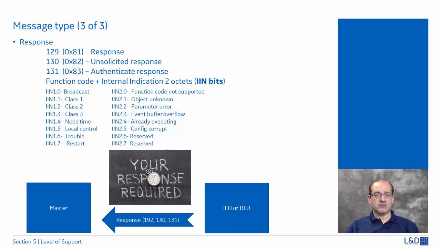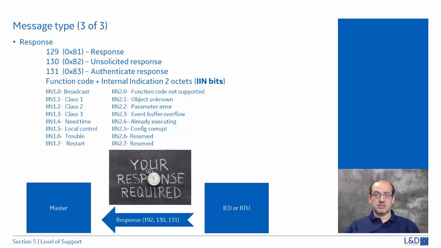Now, in every message there are the IIN bits, or the internal indications bits, and those internal indication bits are basically 2 octets, as you can see in the picture. Each bit in those 2 octets has a meaning. It either tells us that there is class 1, 2, 3 data that's available for scanning, or it tells us that the device has received a broadcast message.